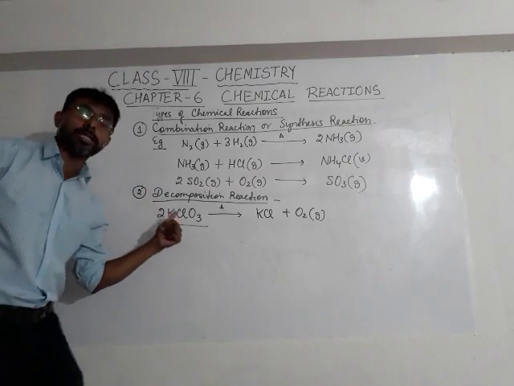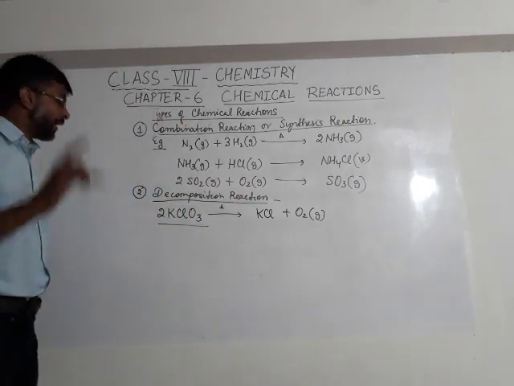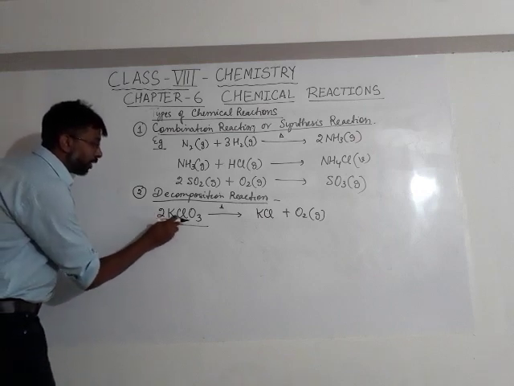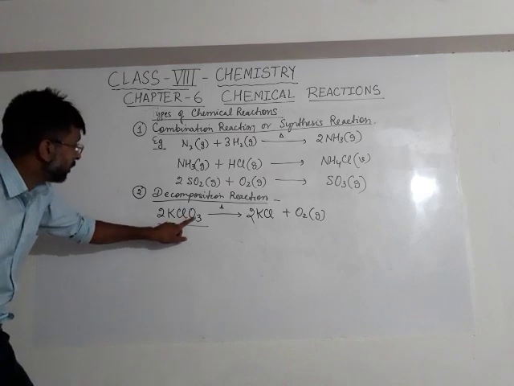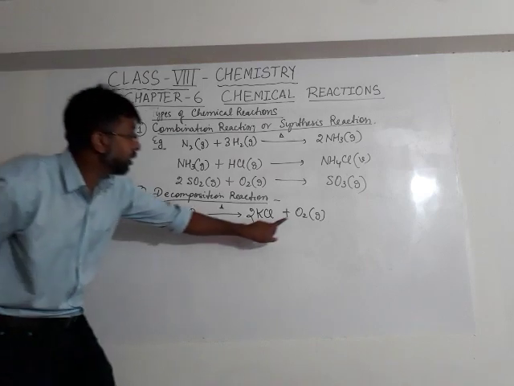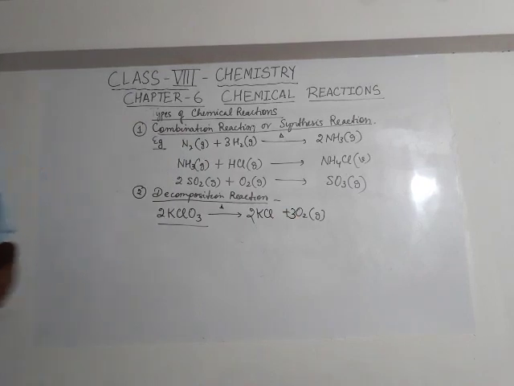So, this is the first example of decomposition reaction. This equation is not balanced. I need to balance it. Potassium is 2, chlorine is 2. So, I will put 2 over here. But oxygen is 3 into 2 is 6. Oxygen is only 2 over here. So, I will put 3 over here. Now, the equation is balanced. Have a look at it very carefully.